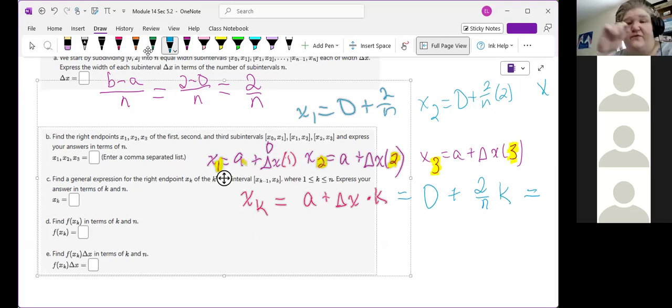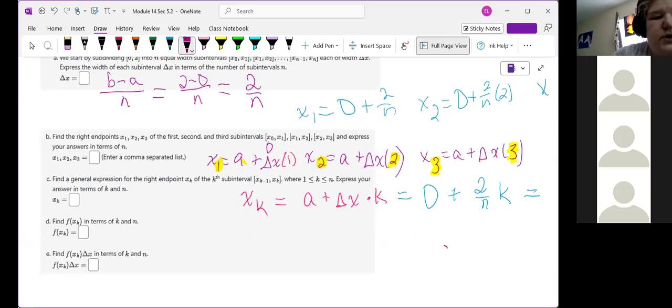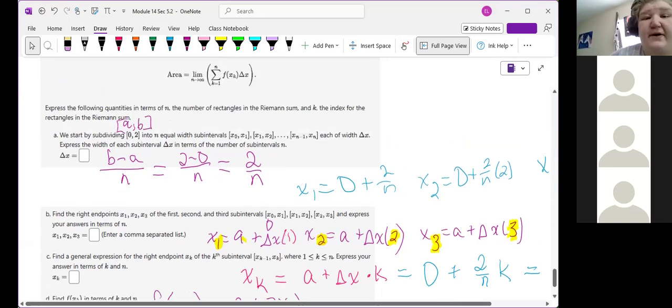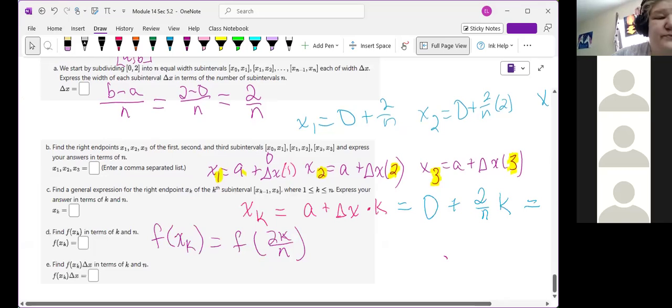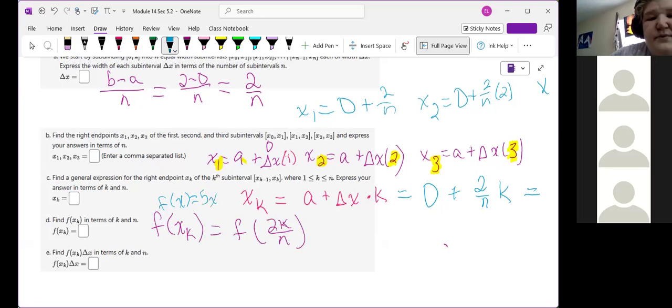All right, now we're going to find f of our k formula. So f of x sub k is f of 2k over n. But now we got to kind of rewind. What the heck was f? There it is, 5x. So down here, this will be 5 times our input, which is 2k over n. And then this can be cleaned up just to be 10k over n.